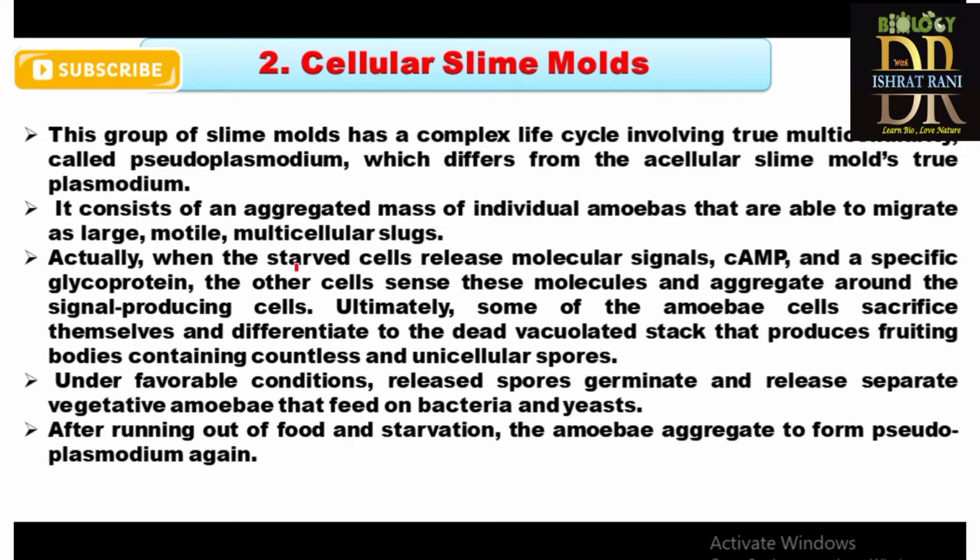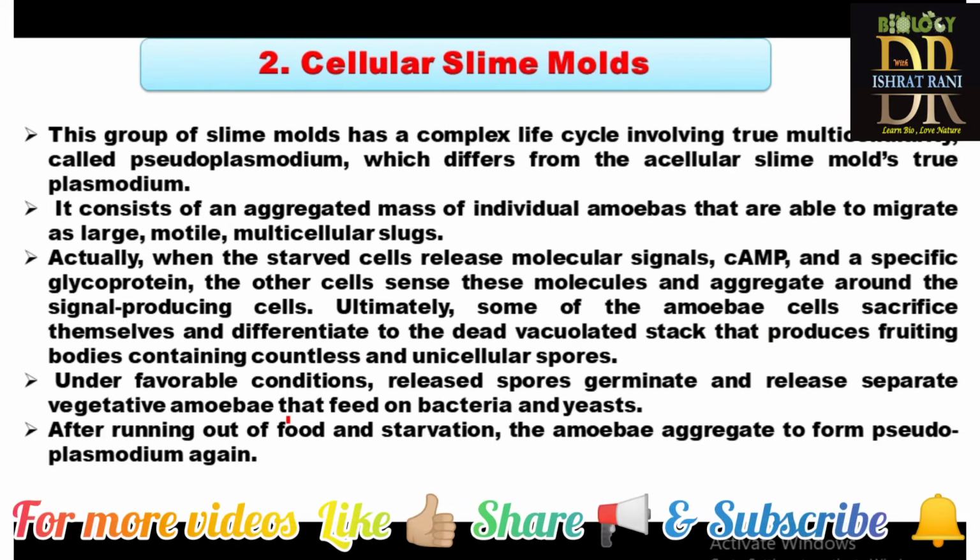Actually, when the starved cells release molecular signals, adenosine monophosphate and a specific glycoprotein, the other cells sense these molecules because they are starved. They sense the adenosine monophosphate and aggregate around the signal-producing cells. Ultimately, some of the amoeba cells sacrifice themselves and differentiate into the dead vacuolated stalk that produces fruiting bodies containing countless unicellular spores.